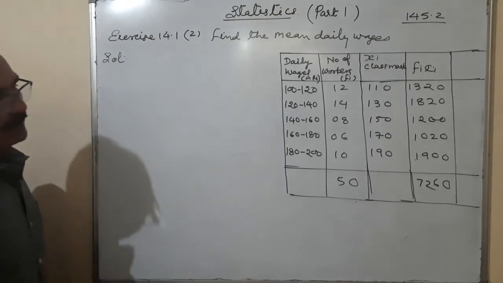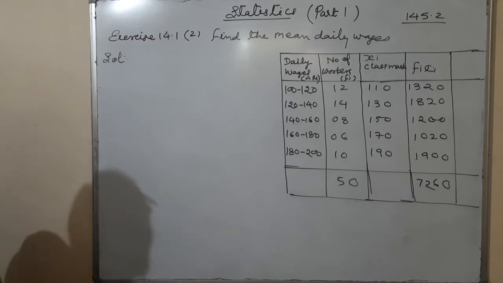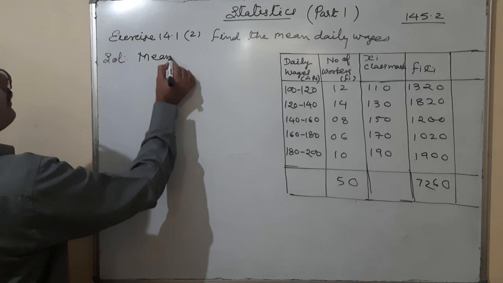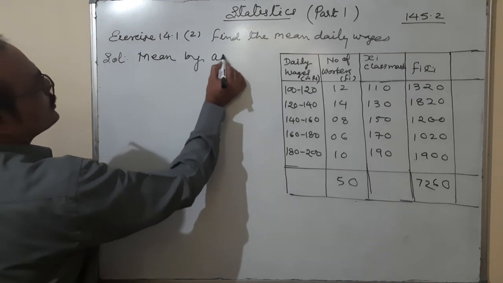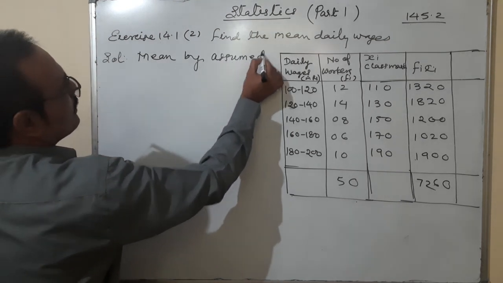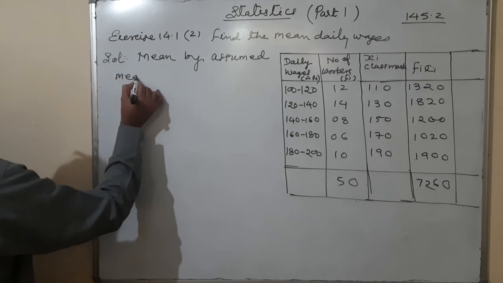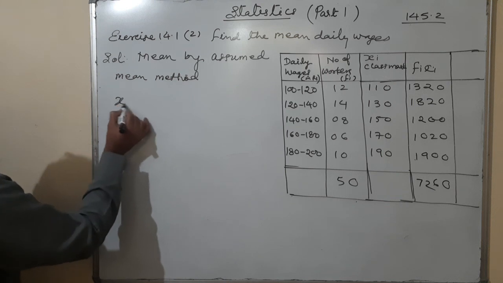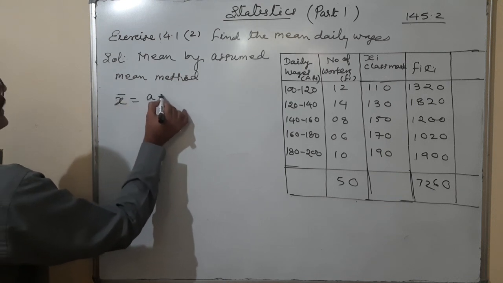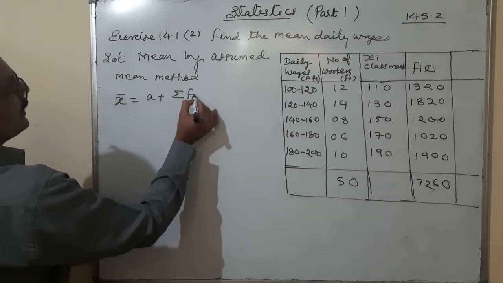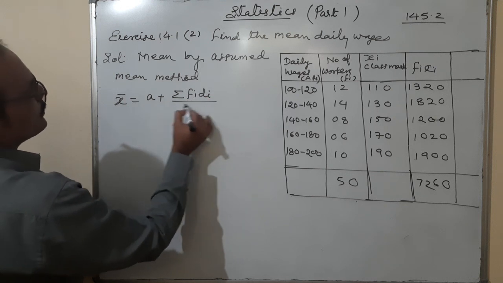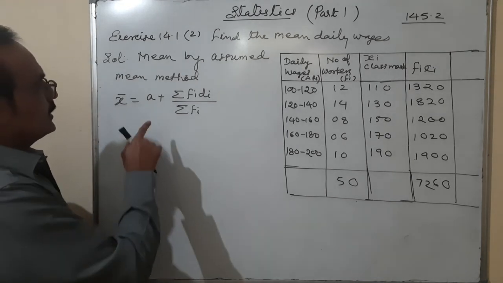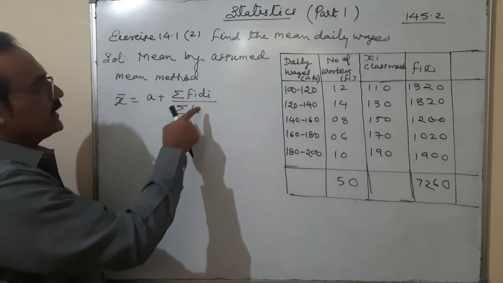Second, I am taking the same question by the assumed mean method. Mean by assumed mean method. X bar is equal to mean is equal to A plus summation Fi di upon summation Fi. First of all, you write the formula. There are new things here: A, di and others.